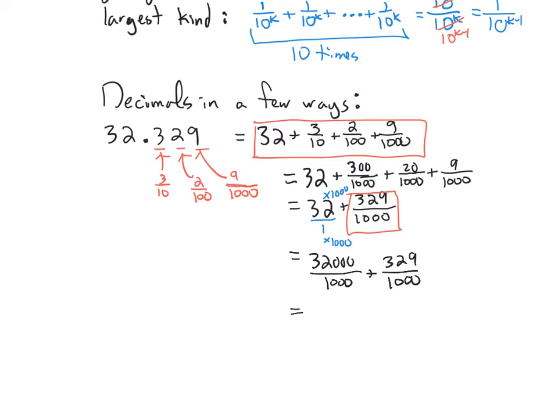So we can think of this as the decimal fraction 32,329 over 1,000. So they are 3 different ways of thinking about what this 32.329 means. But all we're doing when we're writing decimals is we're writing fractions in disguise. So it's 32 plus 3/10 plus 2/100 plus 9 thousandths. And using the idea of equivalent fractions, we can write that in a few ways.